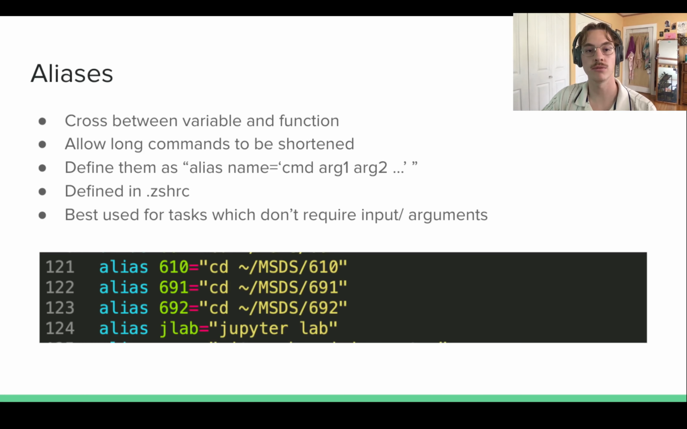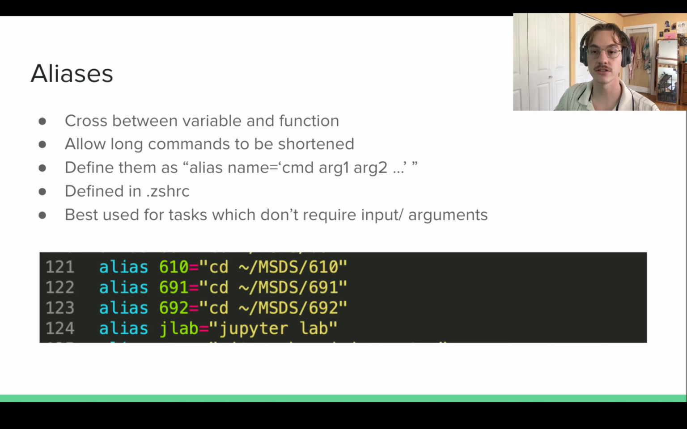So, what is an alias? Essentially, I like to think about it as a cross between a function and a variable. We define them using this keyword alias followed by their name and store the value as a string, which represents a shell command, which can be cding into a directory or executing a script or any number of things. They're best used for tasks which don't require any complex logic or command line arguments.